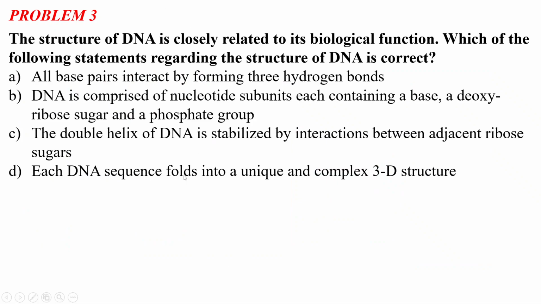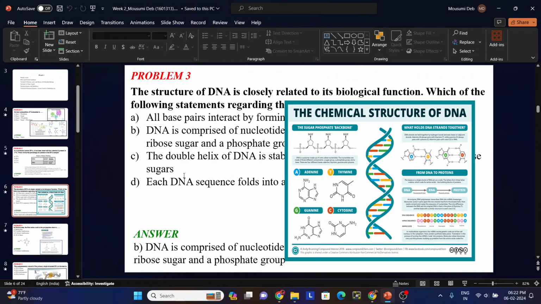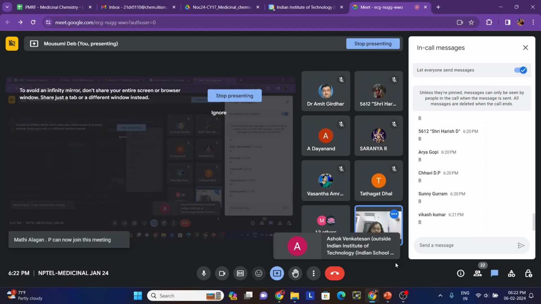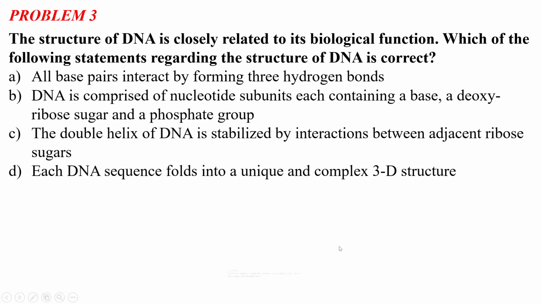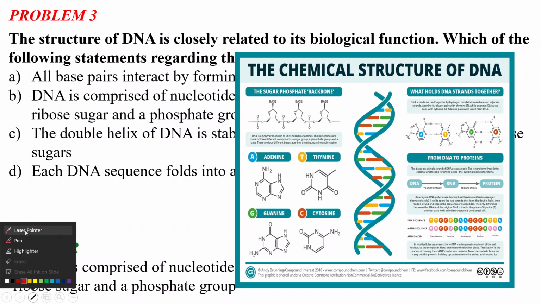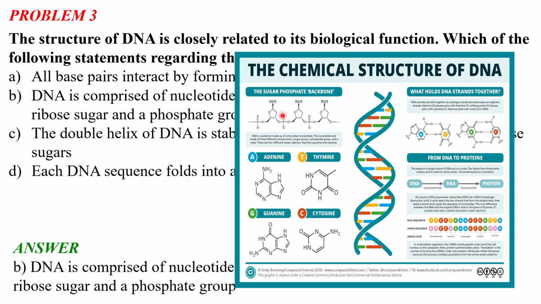Okay. Now, let us discuss. As I mentioned in the first question itself, when I was discussing the nucleosides, the chemical structure of DNA, the sugar phosphate backbone. So, we have a backbone of sugar and phosphate in DNA. DNA is a polymer made up of units called nucleotides. The nucleotides are made of 3 different components, a sugar group, a phosphate group and a base, and the 4 different bases are adenine, thymine, guanine and cytosine. So, this is the structure of adenine, this is the thymine, this is the guanine and this is the cytosine.